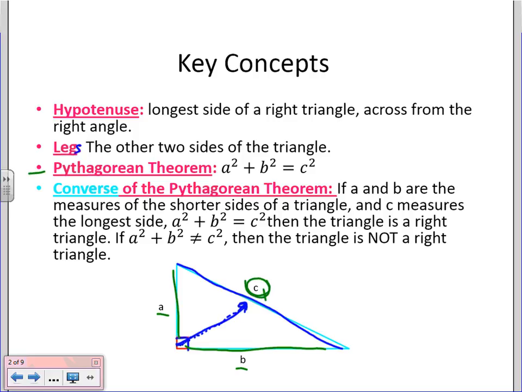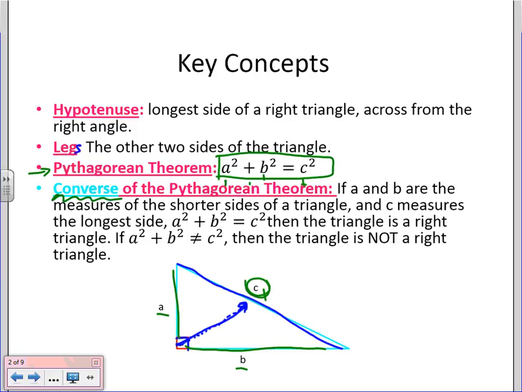Okay, and so we've got the Pythagorean's theorem. Pythagorean's theorem is A squared plus B squared equals C squared. This is unfortunately one of those ones you've got to memorize. So this is leg squared plus leg squared equals hypotenuse squared. Leg, leg, hypotenuse.